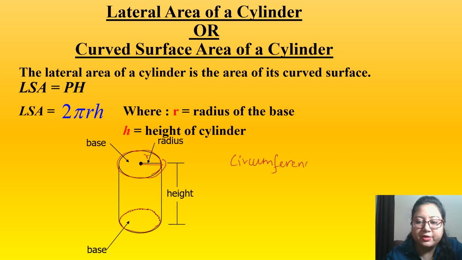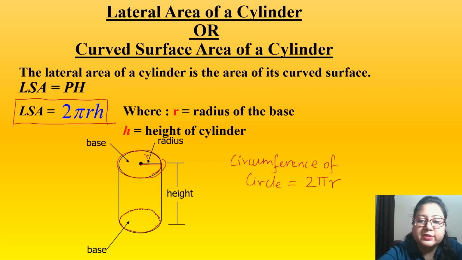So the circumference of a circle, the formula you all know, is 2 pi r, where r is the radius. If we now replace the perimeter with the formula for circumference, that brings us to the final formula for lateral surface area: 2 pi r times h. Remember, r is the radius of the base, the radius of the circle, and h is the height.